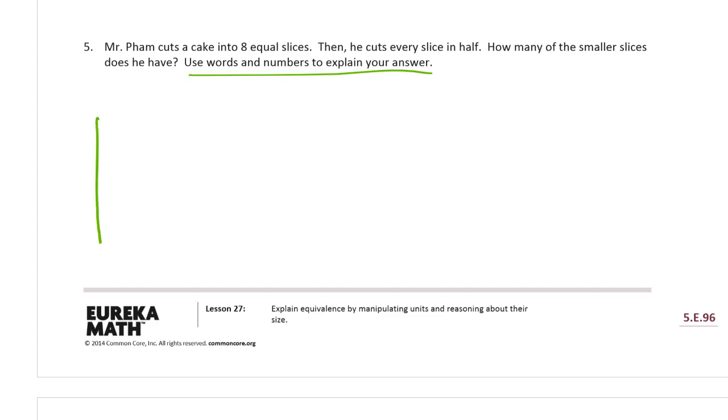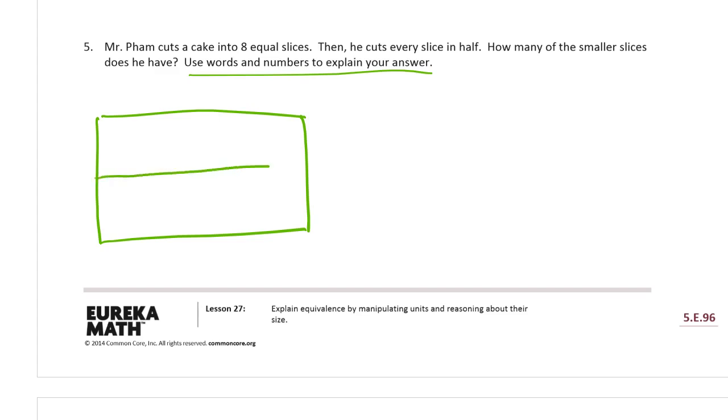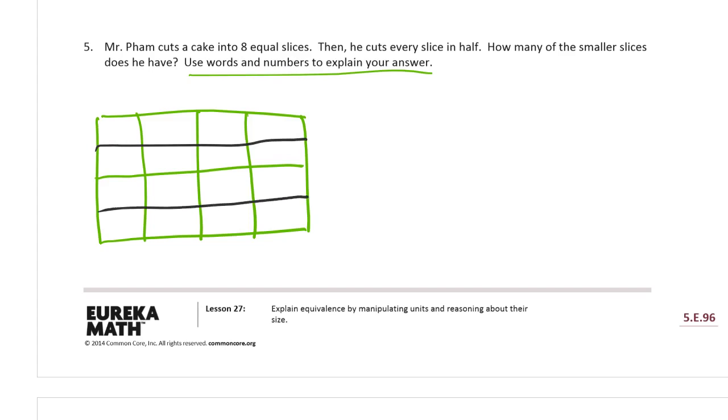So I think, this is the cake, it doesn't have to be round. So he cuts a cake into 8 equal slices. There. Now he's going to cut every slice in half. So those are eighths. And now, just to use another color, he's going to cut every slice in half. There.